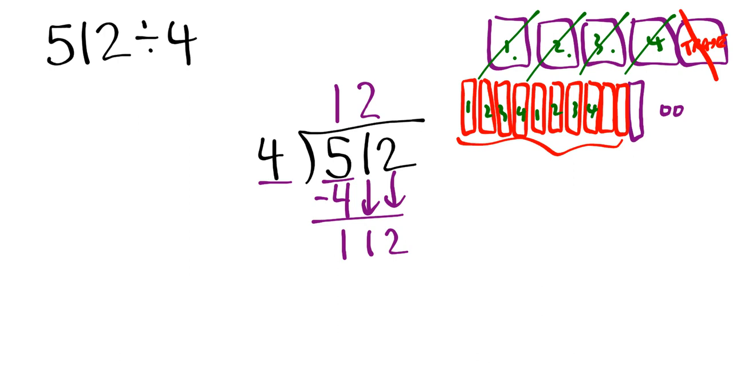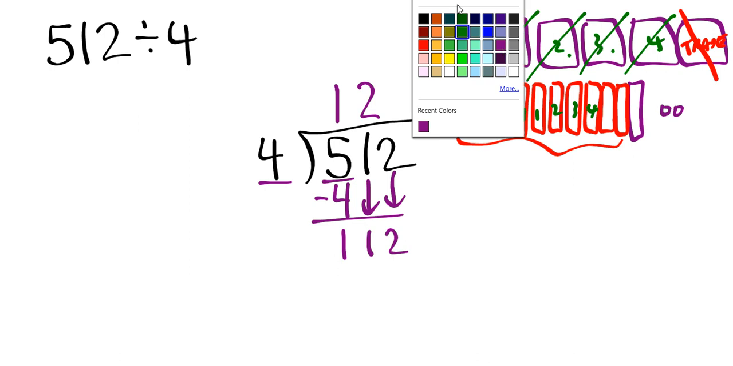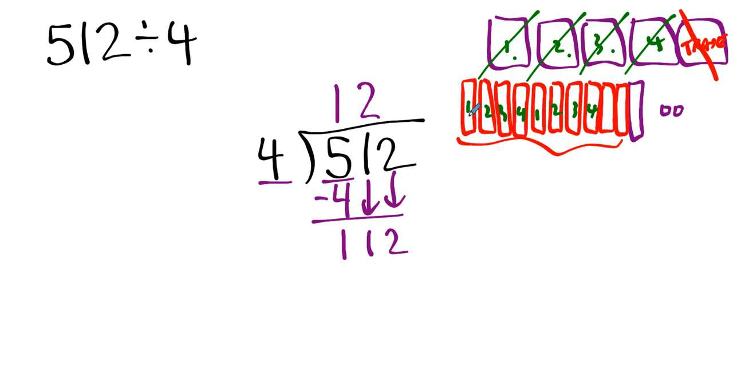I should probably have used a different color. You'll get it, I hope. So the 4 goes into the 11 twice. What does that mean? That means that we put 2 of these 10s, remember, 2's in the 10s place, that's why we have to write it up here. We put 2 of these in pile 1, and 2 of these in pile 2, and 2 of these in pile 3, and 2 of these in pile 4.